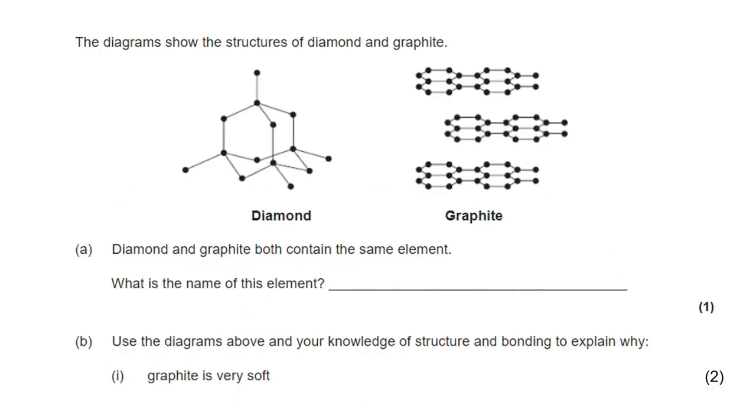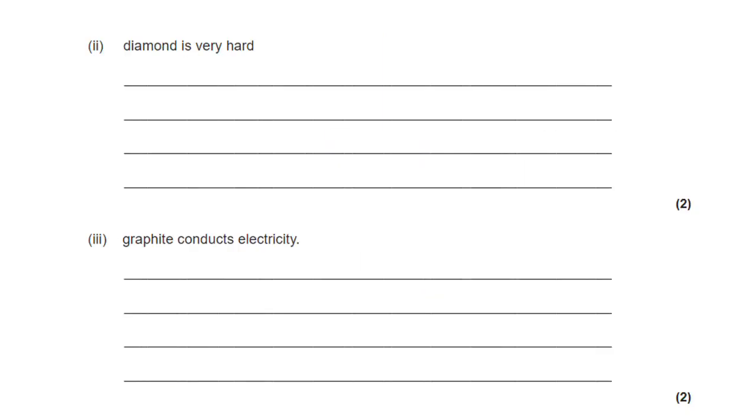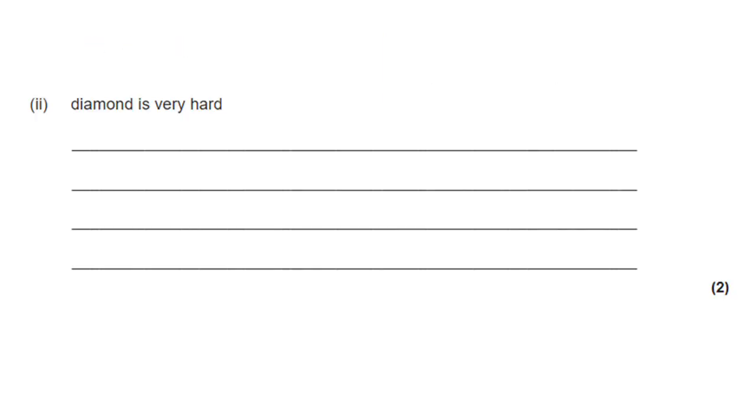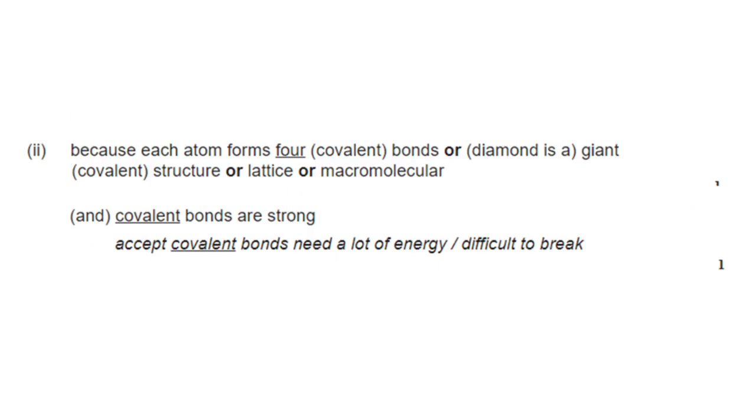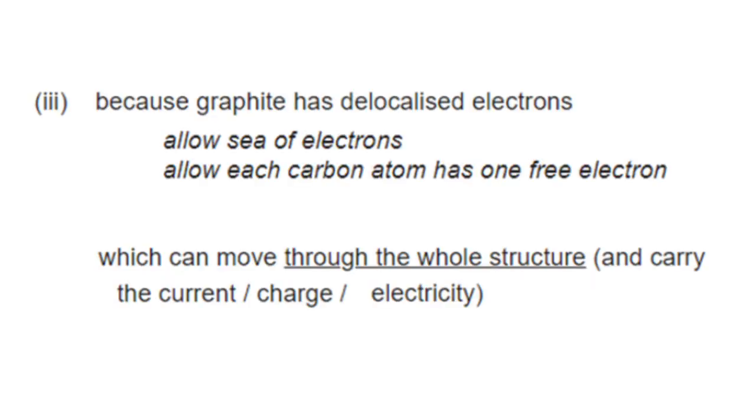Typical exam question. Carbon, why is graphite soft? The layers can slide over each other because there are only weak intermolecular forces between the layers. Diamond is very hard. Why is diamond very hard? Well, covalent bonds are very strong, and it's got 4 between each of them. Why does graphite conduct electricity? It has delocalized electrons which can move through the whole structure carrying the charge.